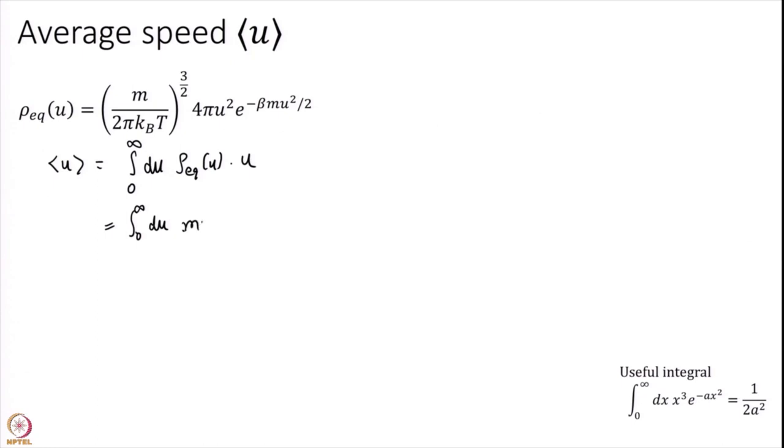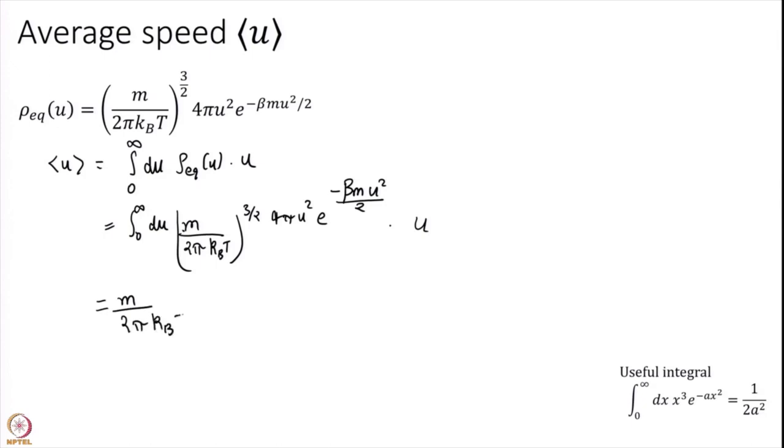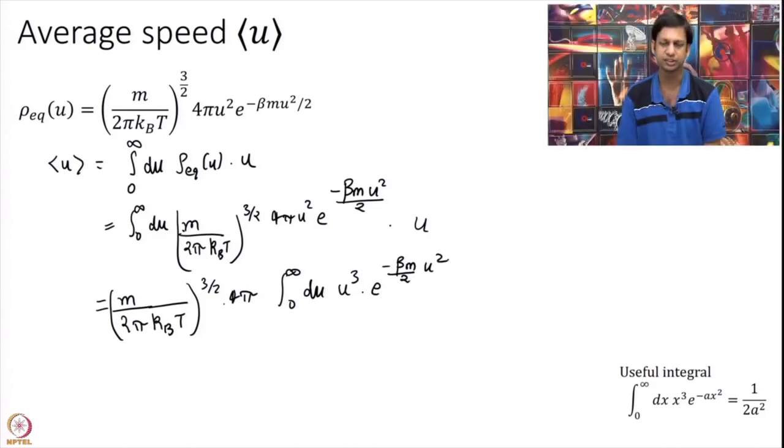And so, we substitute all of this big formula here: 4 pi u square e to the power of minus beta m u square over 2 into u. So, we take all the constants out of the integral. And what we are left with is integral from 0 to infinity du u cube e to the power of minus beta m over 2 u square. And again, as before, we will provide you the integrals when you need the integrals. This is a slightly complex integral, and so we have provided you the answer here on how to solve.